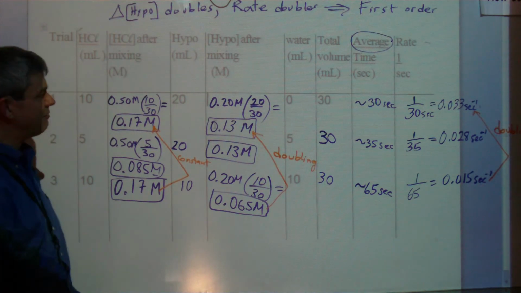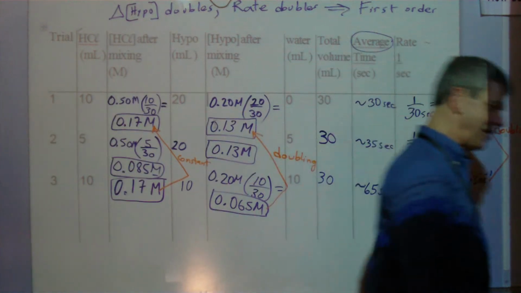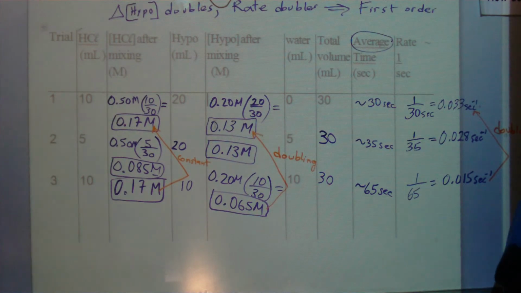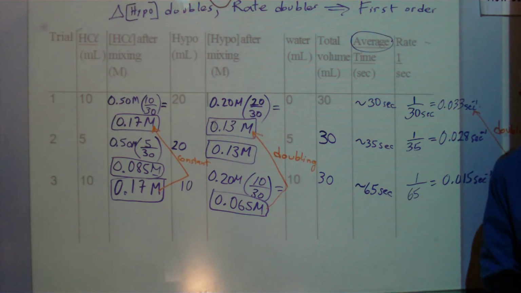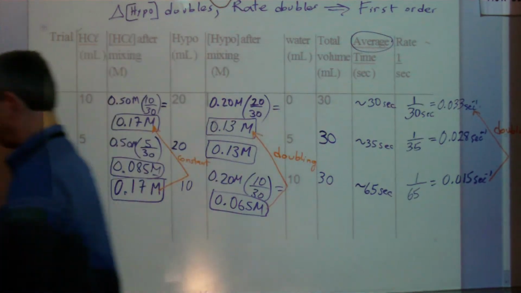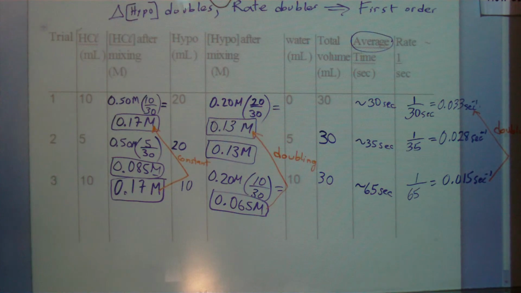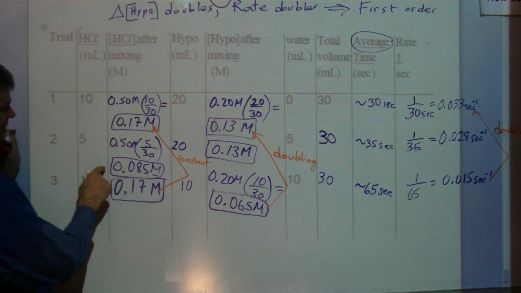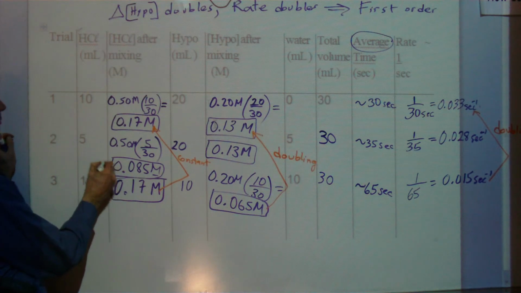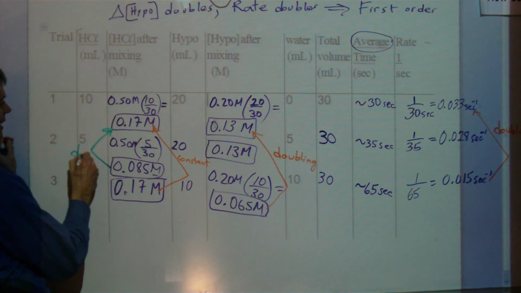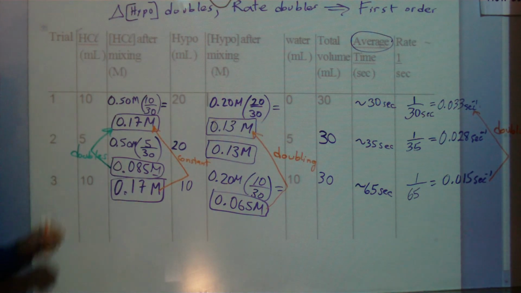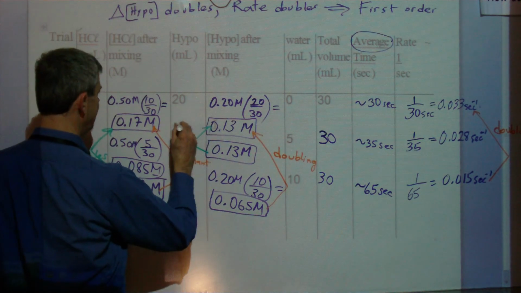If we do the same kind of thing with HCl and try to find a trial where HCl changes, this is like the second page now of your lab, so get your second page out. This is question number 3 at the top of that second page. Find trials where the concentration of hypo remains the same, but the concentration of HCl changes. Well, notice in trials 2 and 1, I have a doubling of HCl. HCl doubles from 2 to 1. Concentration doubles. Notice hypo from 2 to 1 stays constant.